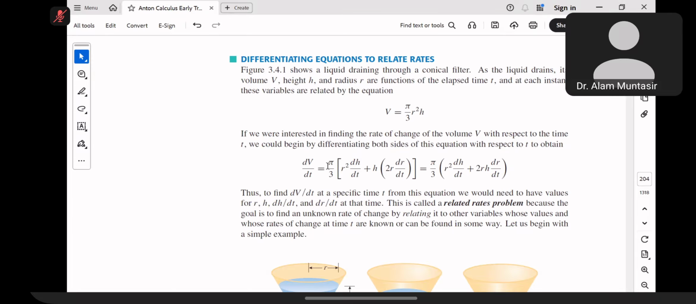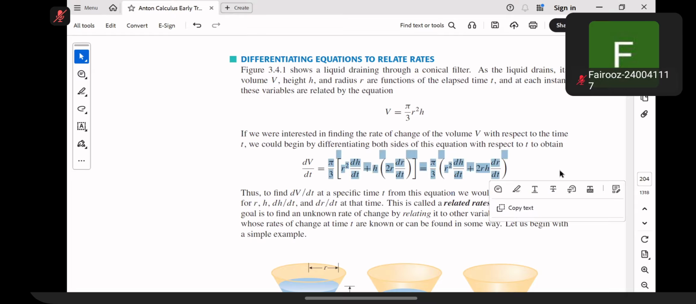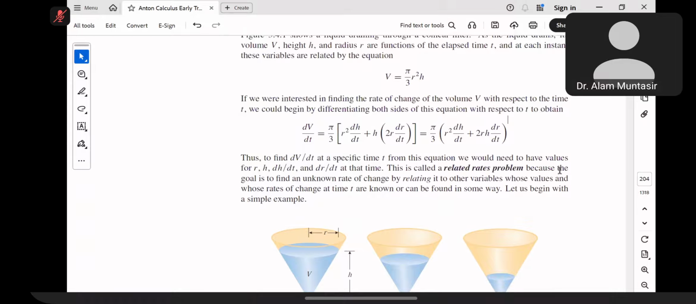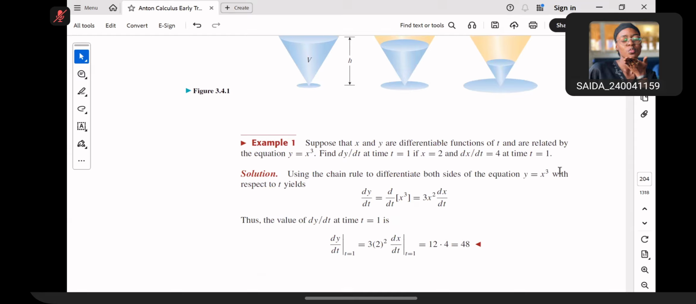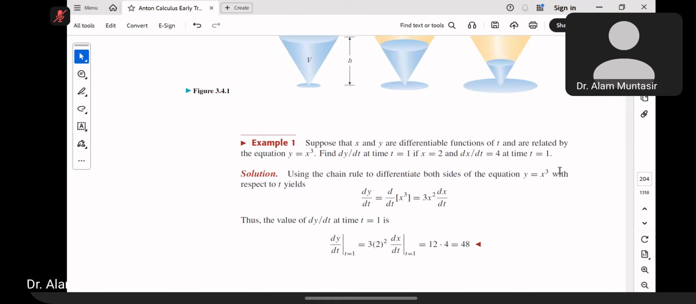Do you understand the expression given on the right side? Yes, sir. Okay. So this is how related rate problems can be solved using differentiation. Do you understand? Yes, sir. Okay. So now move to example 1, the easiest example of this chapter. Suppose x and y are differentiable functions of t. That means x and y both are differentiable functions of time. t means time.